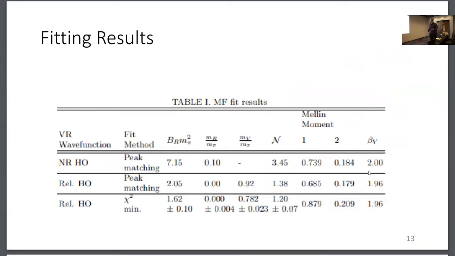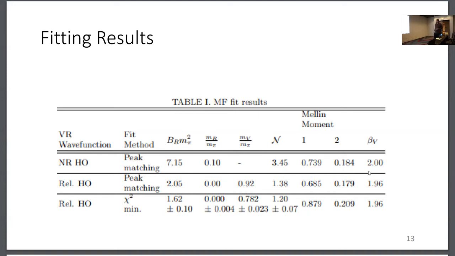Here are some of the parameters. This one's for the non-relativistic harmonic oscillator with the peak matching. This one's for the relativistic harmonic oscillator with the peak matching, and the relativistic harmonic oscillator with the chi-square minimization. The key takeaway is that you could get that the mass ratio between the residual and the pion is all around 0, which could mean that maybe the non-relativistic one doesn't make sense because the pion is so light.